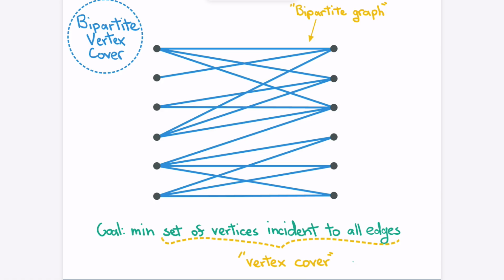We've done vertex cover before, but this is now in a bipartite graph. So the goal is to take the minimum number of vertices while matching or covering every edge.